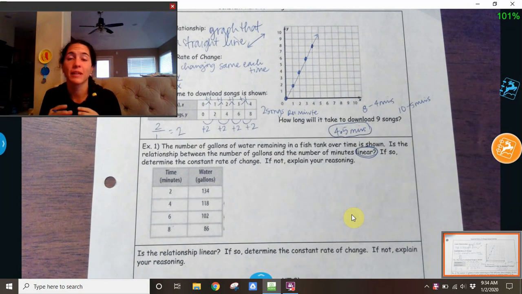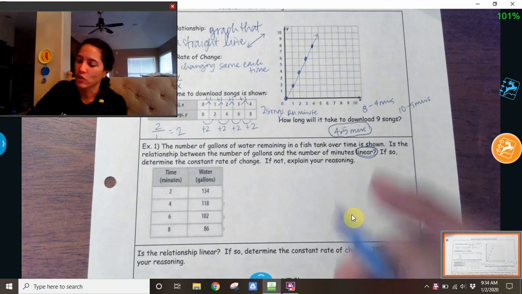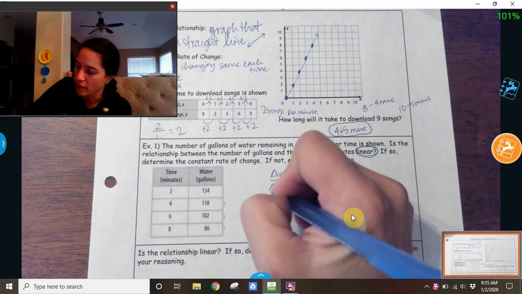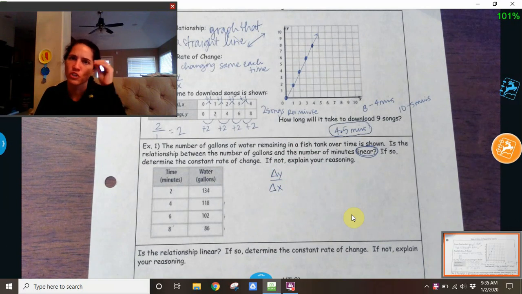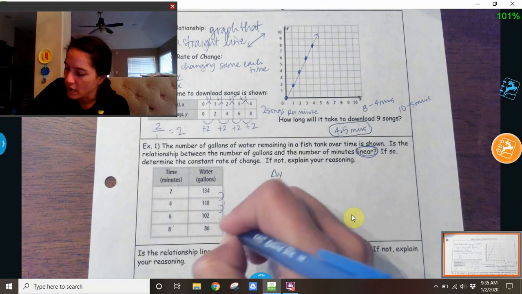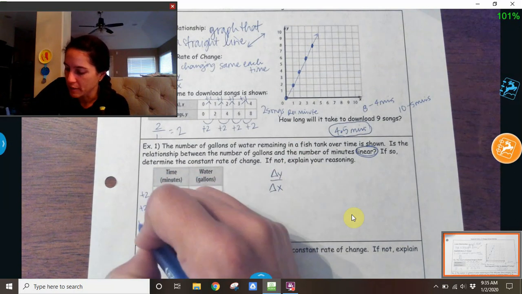So in order for something to be linear, it has to have a constant rate of change. To find the rate of change, we need to find the change in y over the change in x. That's how you find the rate of change. And so hopefully if you hear the rate of change, you know change in y over change in x. So I'm going to just see if there is a pattern. So over here, it's +2 every time.